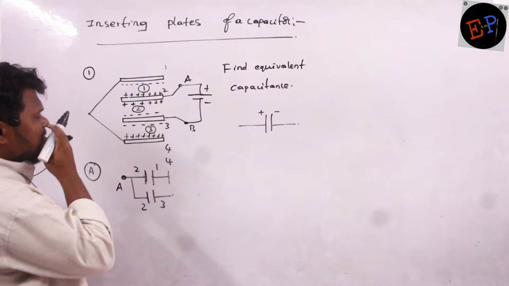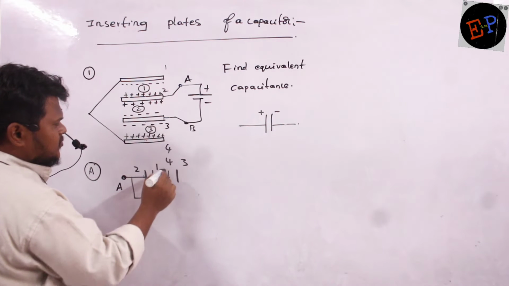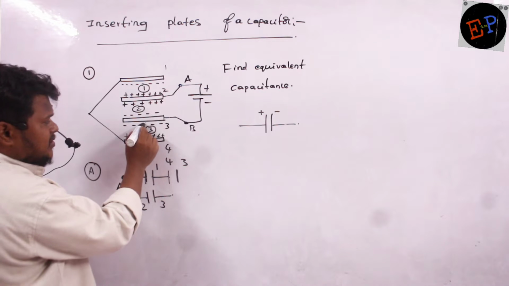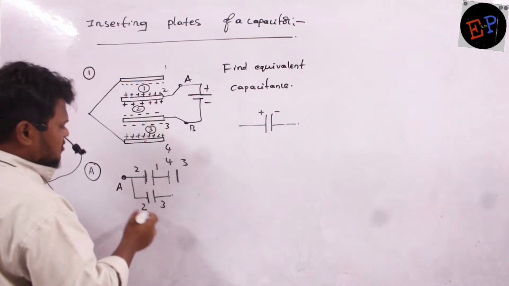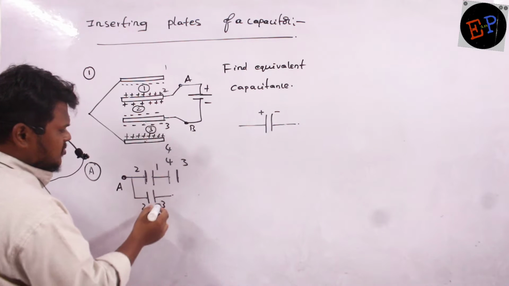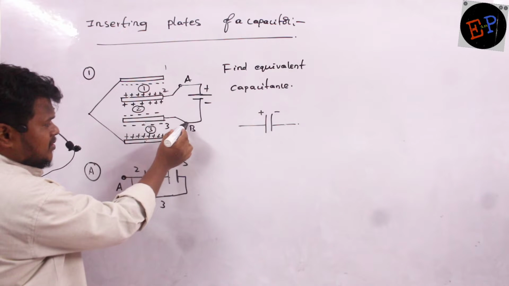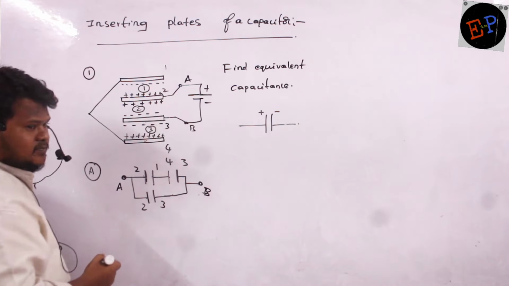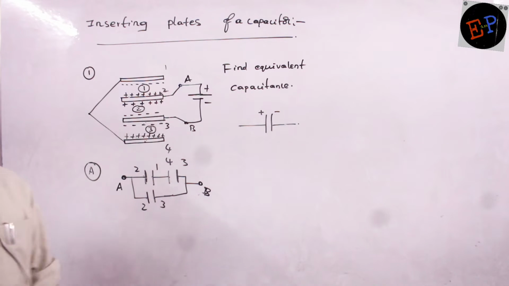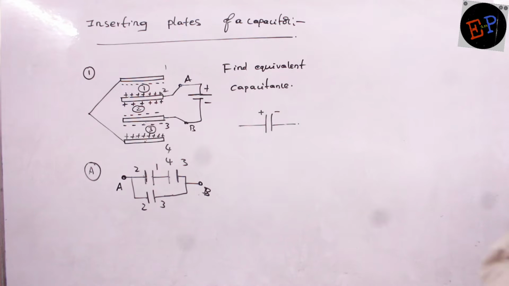So 4 is connected to which plate here? Third plate. Clear, no? So 4 is a positively charged plate, 3 is a negatively charged plate. Satisfied, no? So therefore this is plate number 3, this is also plate number 3. So common plates, no? So you can join them. And point B is connected to which plate? Point B is connected to the third plate. This is point B. Satisfied, no? This is the circuit. Are you able to understand how we have drawn? So you have to use a lot of common sense, then only you can solve this kind of problems.